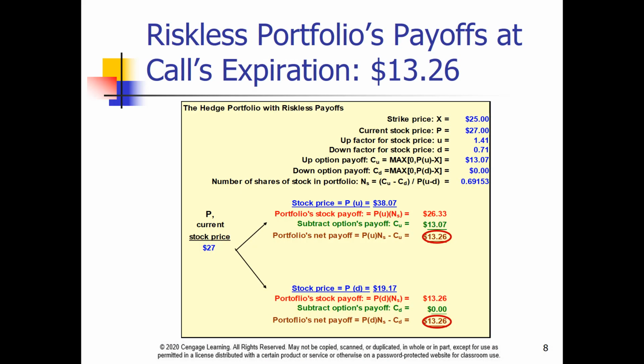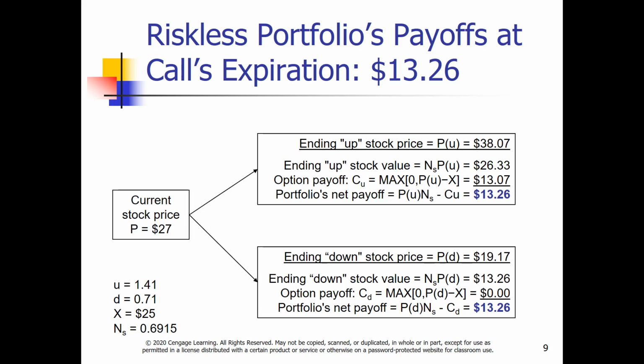We'll zoom in on this chart on the next slide, but this expanded version from the mini-case Excel file includes all the given data and details how the hedge portfolio construction works. Given N equal to 0.6915, the ending value of both the up and the down portfolios is 13.26. The ending values on both legs equal the value of the N shares of stock minus the option payoff. Here's the zoomed in version where you can see the end of leg calculations a bit better. We've succeeded in creating a hedge portfolio since both ending values are the same.